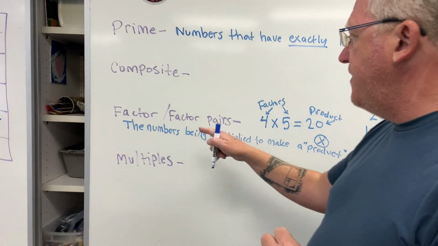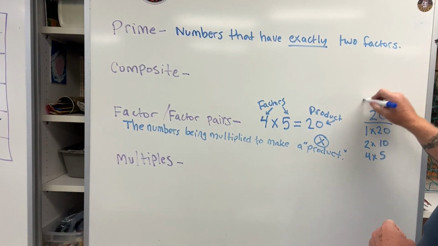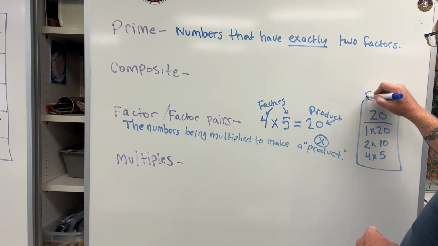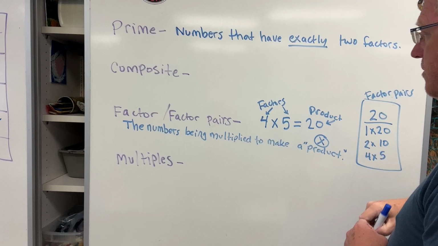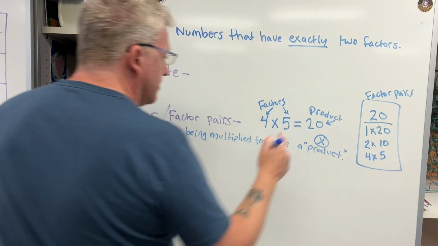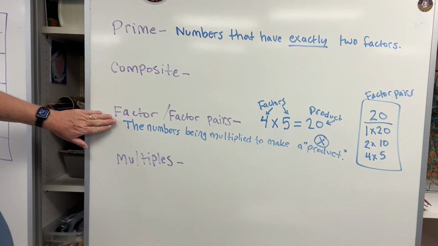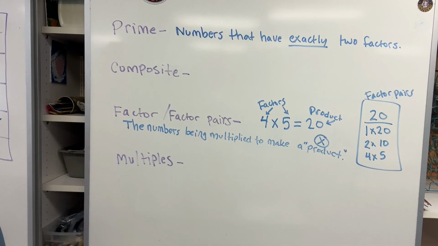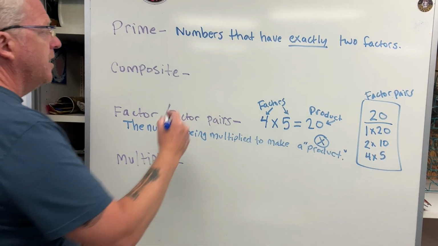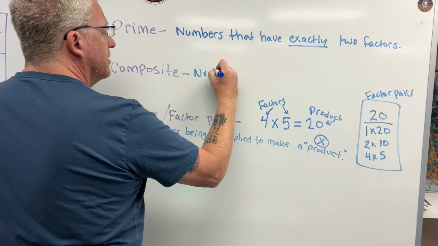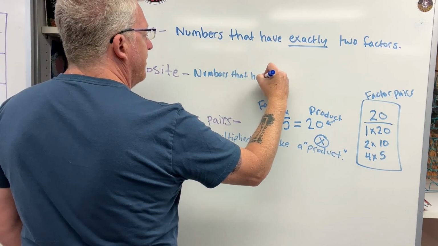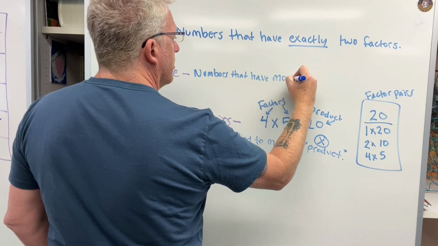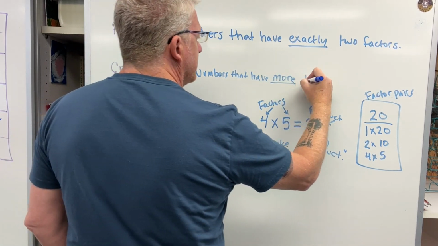So factors and factor pairs. So here are our factor pairs. And here's our factors, and there's our product. Here's our vocabulary definition. Okay? Composite numbers. Numbers that have more than 2 factors.